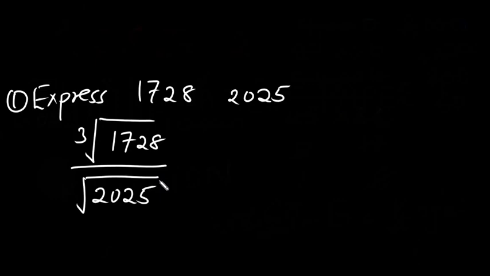Now, let's start with 1728. Let's express it in terms of its prime factors. We can start with the least prime number, that is 2. So we divide by 2. When you divide this by 2, it's going to be 8, 6, 4. Okay, 864.